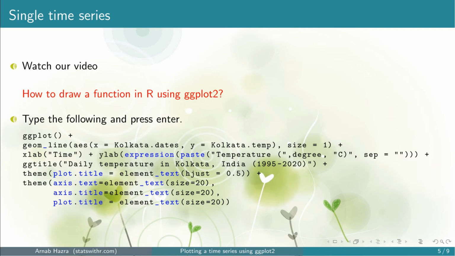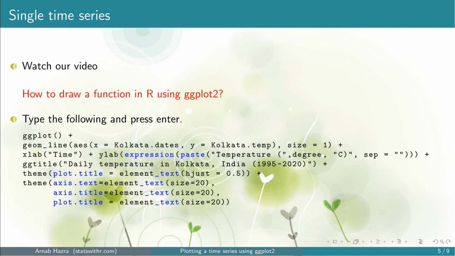Fourth line adds the title to the plot. Without the fifth line, the title would be left aligned, and here the fifth line allows the title to be at the top center. In the sixth line, we add theme axis.text equals to element_text size equals to 20. This increases the font of the axis.